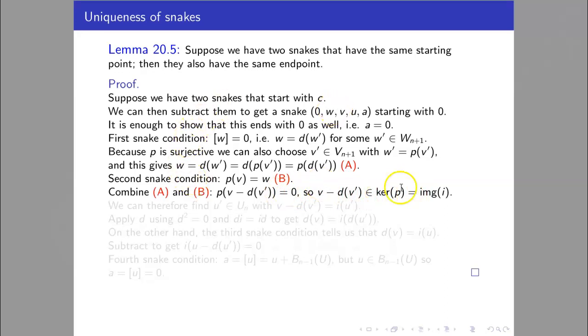But we were assuming we had an exact sequence, so the kernel of p is equal to the image of i. So v minus d v prime is in the image of i. That means we can find some element u prime in U_n with v minus d v prime being equal to i of u prime. This element is in the kernel of p, so it's in the image of i; it can be expressed as i of something. Let's apply d to both sides. You get d v minus d squared v prime. d squared is 0, so on the left-hand side we've just got d v. On the right-hand side we've got d i u prime, but d i is the same as i d, so we've got i d u prime. So d v is i d u prime.